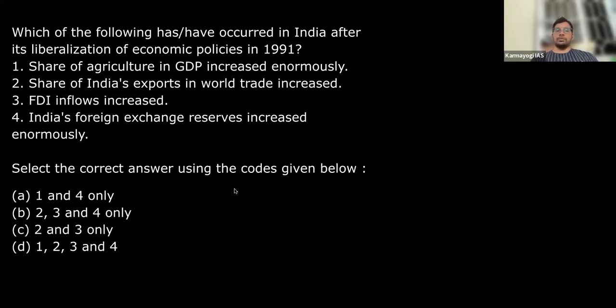So what are all the possible things? We all know the share of agriculture has actually reduced a lot. It's just 15 to 16% currently, which was earlier 40-50%. So the first statement can be eliminated. Right? And 2 and 3 are there. Yes, the share of India's exports increased, FDI has increased, and foreign exchange reserves have also highly increased. Right? 10 times, 15 times it has increased. So this is also correct. So the answer is B.